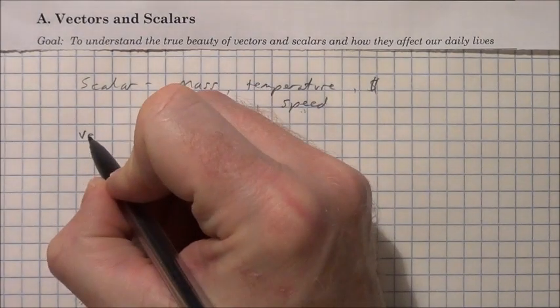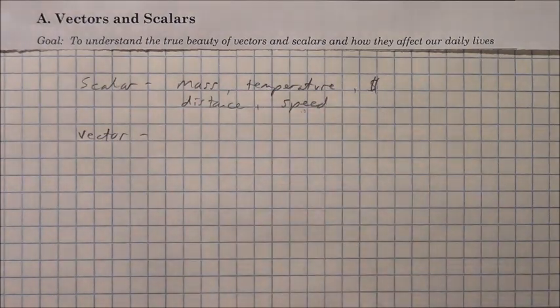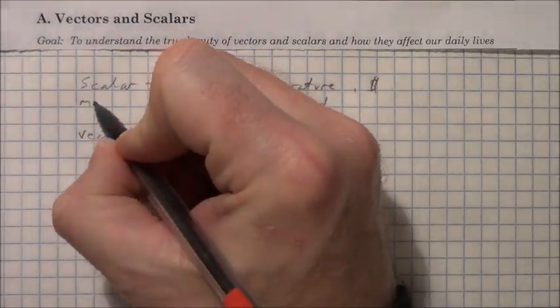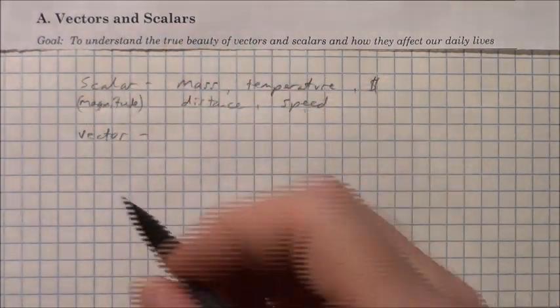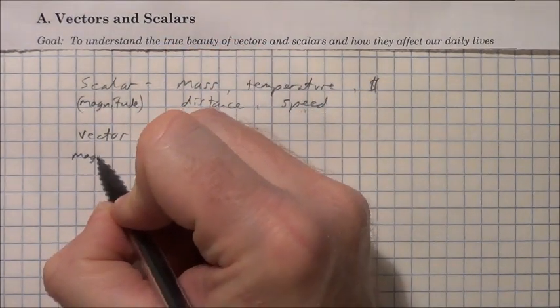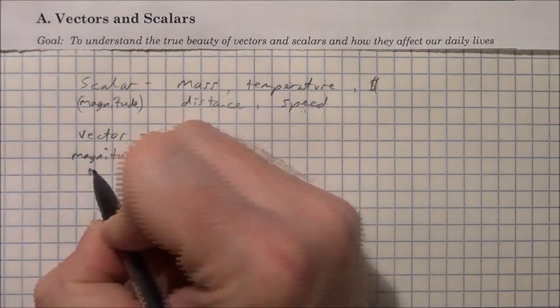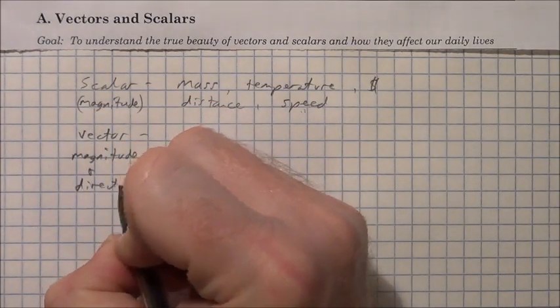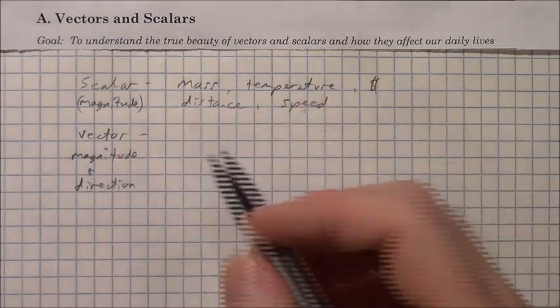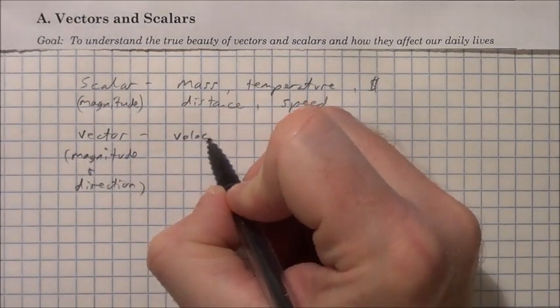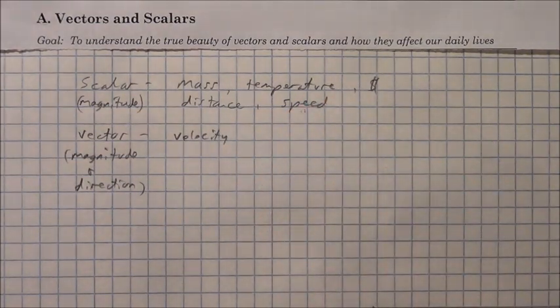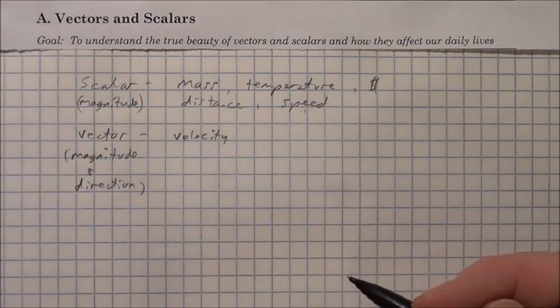A vector, on the other hand, is a quantity that has both magnitude and direction. Okay, so a scalar just has magnitude or size, and a vector has magnitude and a given direction. So like I mentioned before, velocity is one of those, because in velocity we have a speed and a direction is given.